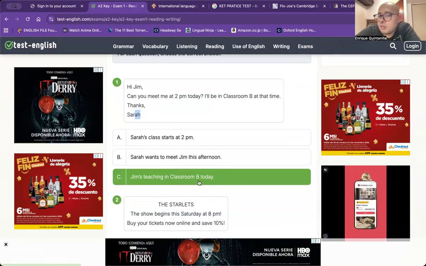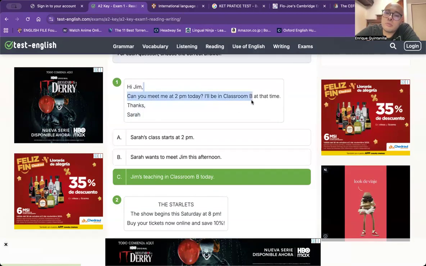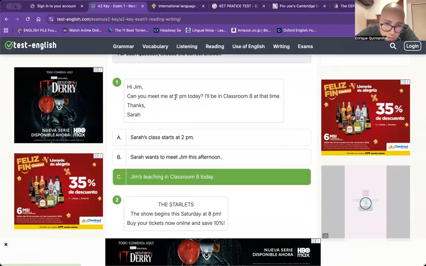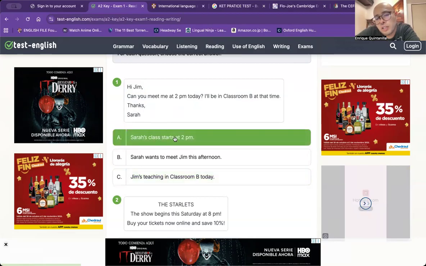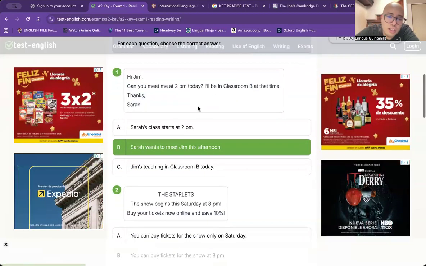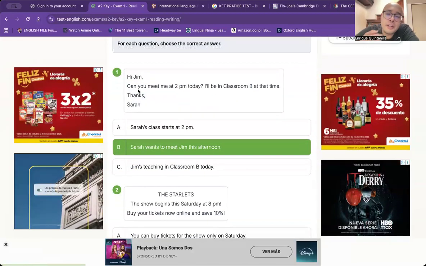So Jim is not teaching in any class. It's mentioned classroom B, but he's not teaching. Obviously, he's a student, a classmate. And the first one, Sarah's class starts at 2 p.m. It doesn't say that the classes start at 2 p.m. So the most similar, the correct answer should be letter B. As you can see, it has the similar idea.